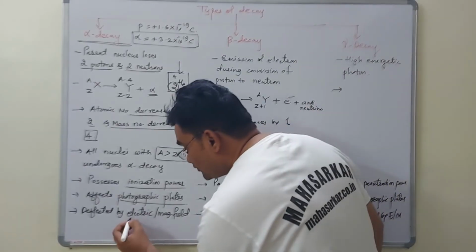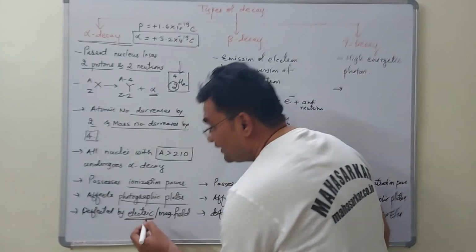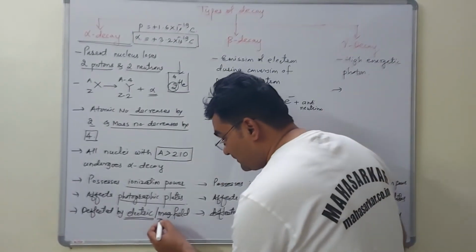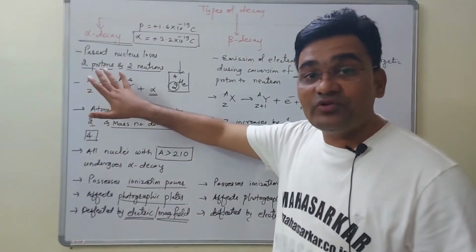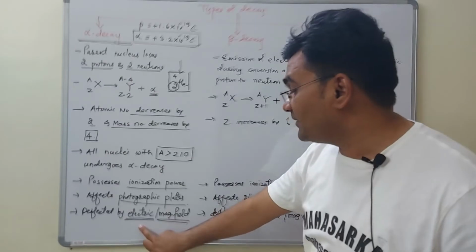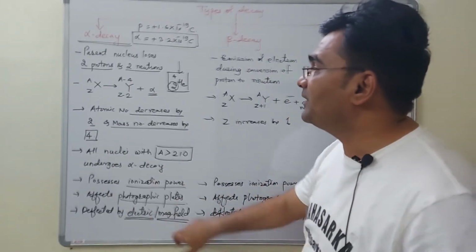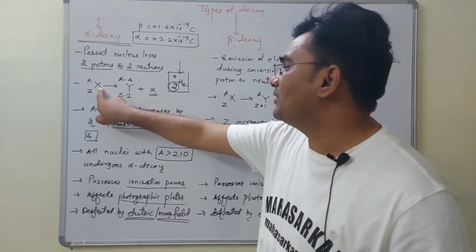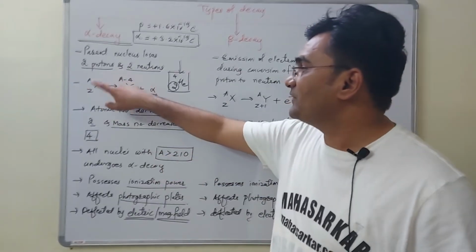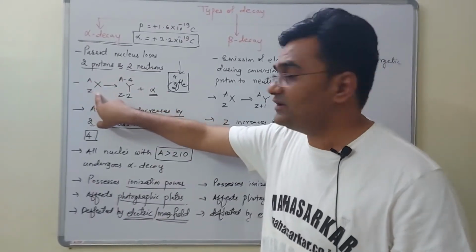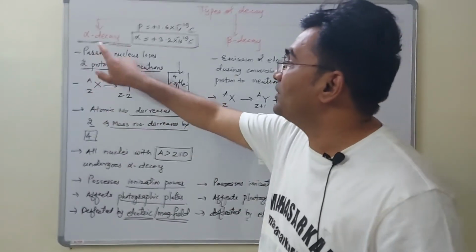As they have positive charge, they are deflected by electric field as well as what? Magnetic field. Okay. They have positive charge, because of that they are deflected by electric as well as magnetic field. If you put any element with atomic mass greater than 210 here, then for that element you can write the reaction here. This is the general formula for alpha decay.